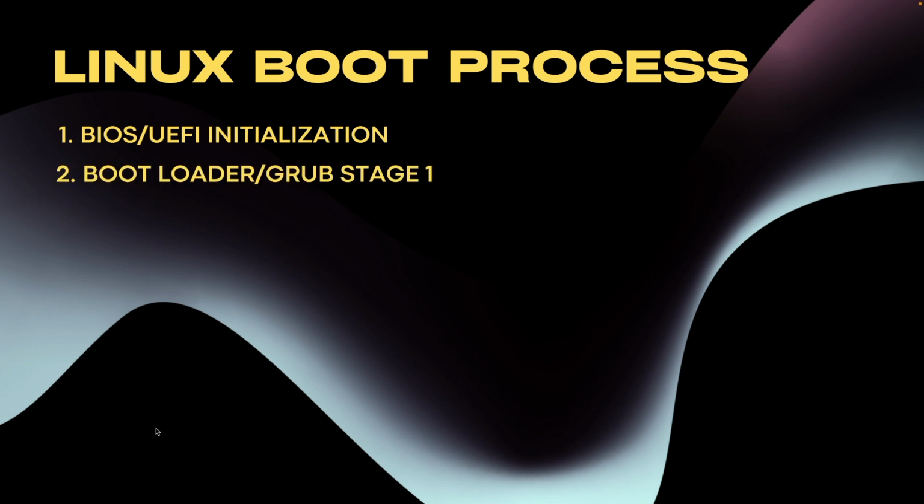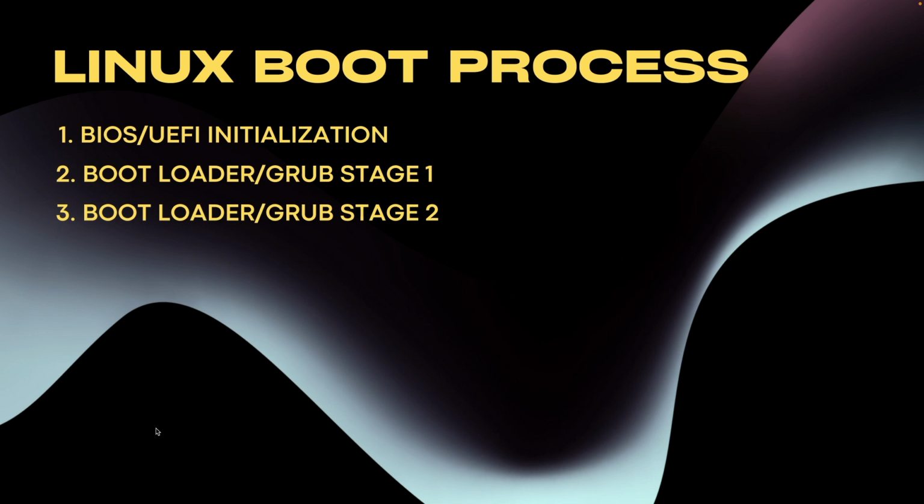So the second process is bootloader or GRUB stage 1. In stage 1, after the hardware initialization, the BIOS or UEFI locates and loads the bootloader from the boot device. The most common bootloader in Linux systems is GRUB, which stands for Grand Unified Bootloader. GRUB stage 1 is loaded into memory and executes its primary function, locating and loading the stage 2 bootloader.